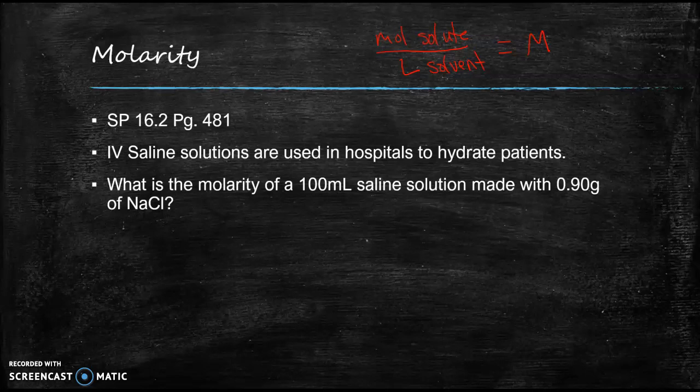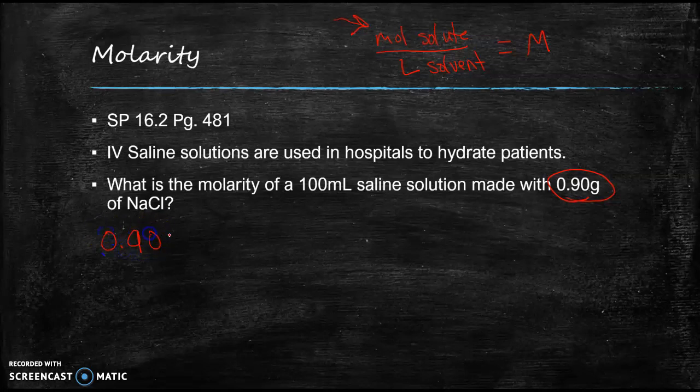We want to find the molarity of a 100 milliliter saline solution made with 0.9 grams of sodium chloride. There are kind of two ways that we can do the math here. I will show you one and then show you the other. Starting off, we're given grams of our sodium chloride. We need moles to be able to plug it into our equation. So the first thing we need to do is convert from grams to moles.